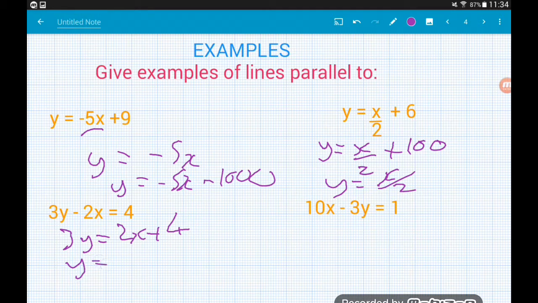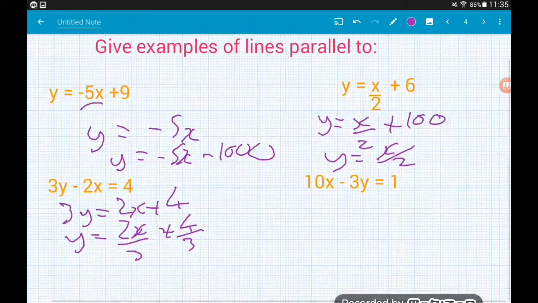Now we would get y equals 2x over 3 add 4 over 3. We could write that as a single fraction. We could write it as 2x plus 4 all over 3, or we can indeed split it up like that, which I have done here to hopefully make it clearer now that our gradient is 2/3.